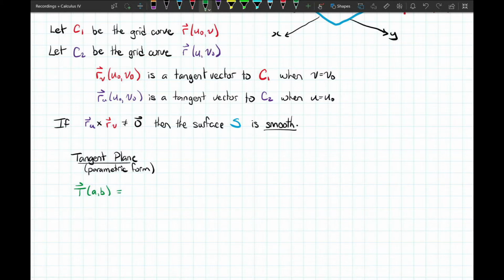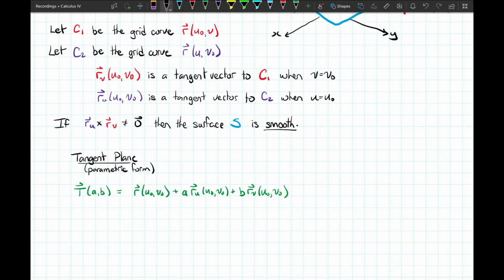Well, then, in order to get the equation of the tangent plane in parametric form, I simply need to know a point, which I can obtain by plugging in u naught and v naught into my parameterization of the surface, and then adding a linear combination of ru, evaluated at u naught, v naught, and rv, evaluated at u naught, v naught. That's the tangent plane. You can see the parameters a and b there. I have a point and two vectors that lie in the plane, so any linear combination of those two vectors plus the point will give me a point on the tangent plane.